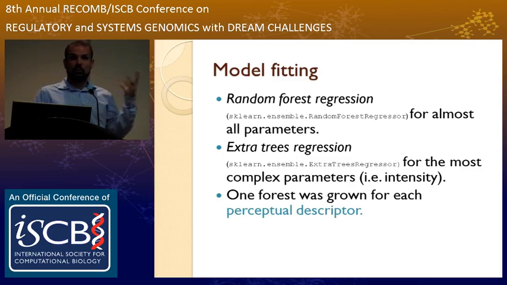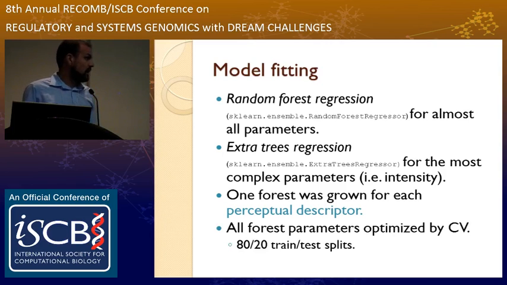I grew one random forest for each descriptor. What that means is I grew several hundred decision trees for each descriptor, predicted independently, and then I moved on to the next descriptor. And I did cross-validation with 4-to-1 splits to optimize all my random forest parameters, like how many features they have, how deep the trees can go, and how many samples you need at each node of the tree in order to have that node.